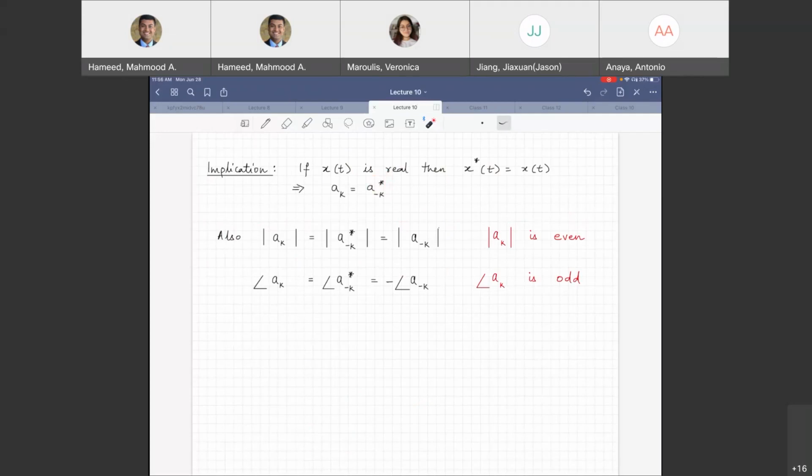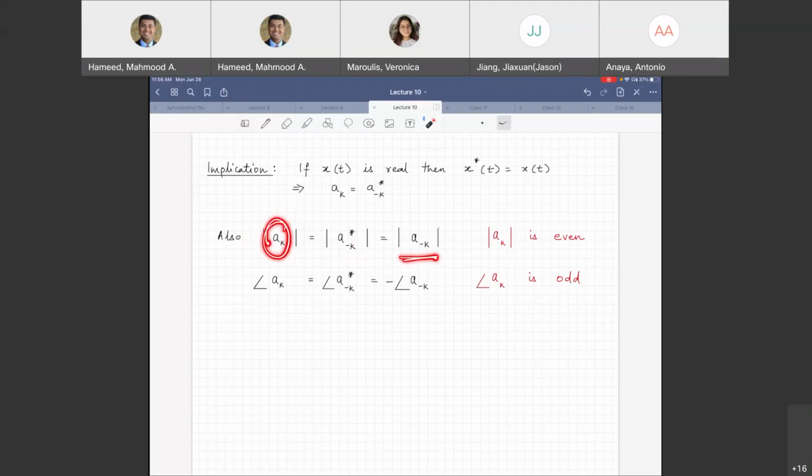Now let's try to observe magnitude and the phase. The magnitude of a sub k is the same as the magnitude of a sub minus k complex conjugate because of this. The magnitude of a complex number and its conjugate is the same, right? You go a plus jb or a minus jb, you're getting the same thing, square root of a squared plus b squared, right? So you're going the same distance. So it's the same thing, a sub minus k magnitude.